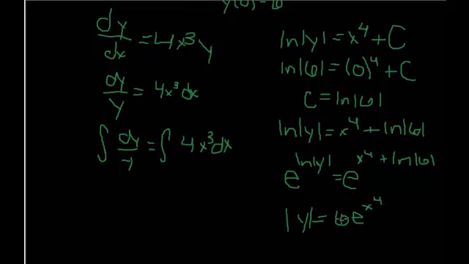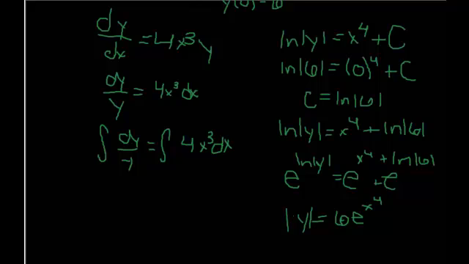And what I did there, because I pulled out the 6, is you have the 6 over here, so since they're being added to each other, it's the same thing as saying e to the x to the fourth plus e to the ln of 6. So it can be done either way. So now that you have it here, you just get rid of the absolute value.